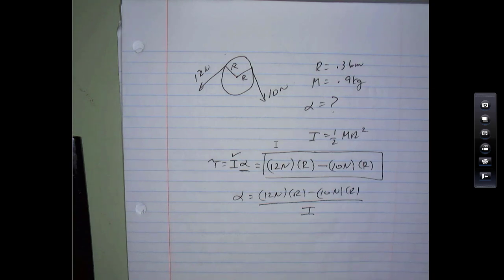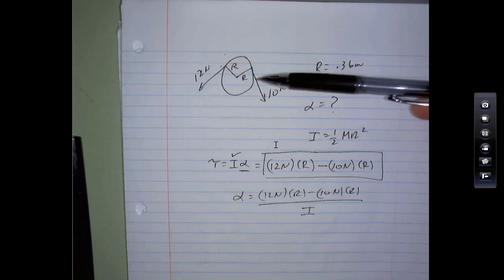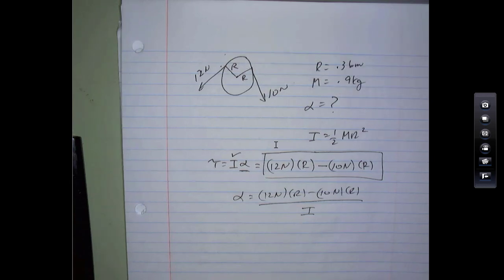Excellent. So in this problem, you actually have to figure out the net torque from the individual torques. And then once you do that, Newton's second law for rotation still works, and you can solve for alpha.